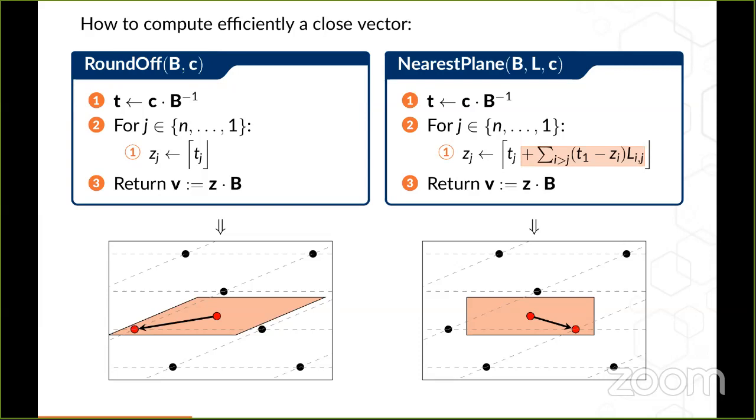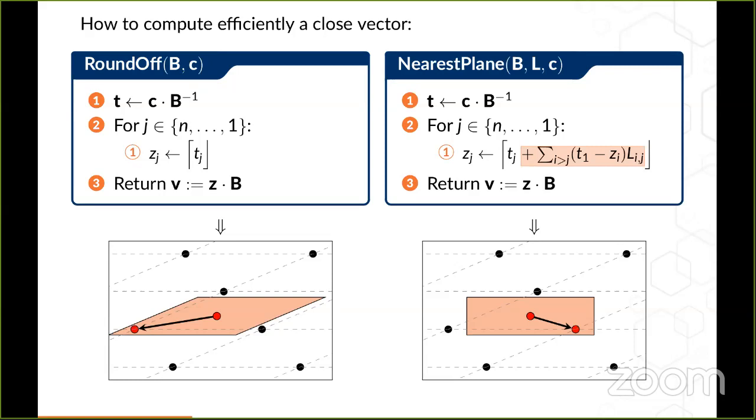Yeah, so what I was saying is that in the case of the two algorithms, you will get similar outputs in the sense that you get an output which is the intersection of the lattice and of a parallelepiped. And in both cases, the parallelepiped will have the same volume. But in the case of the round-off algorithm, the parallelepiped will have the form of the basis. And in the case of the nearest plane algorithm, it will have the form of the orthogonalized basis.